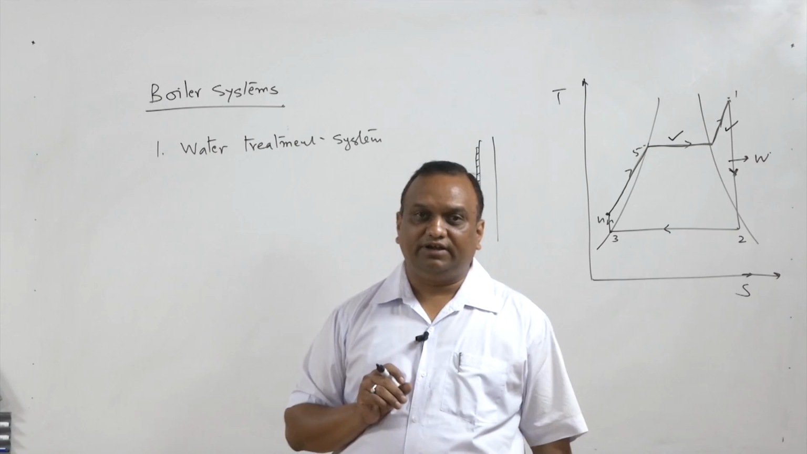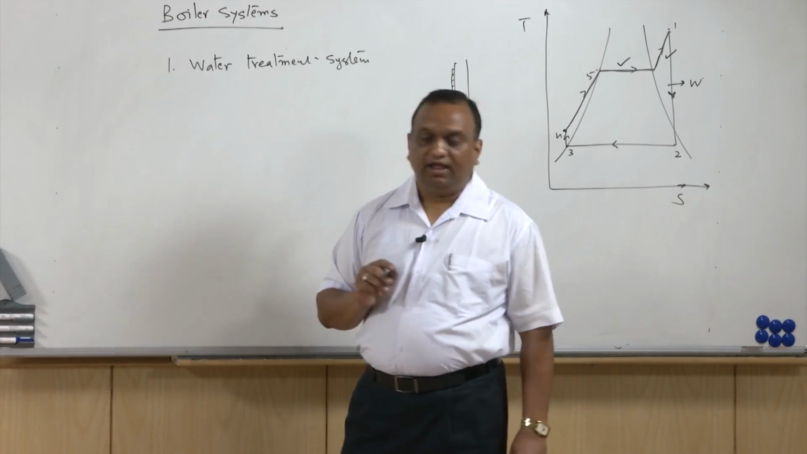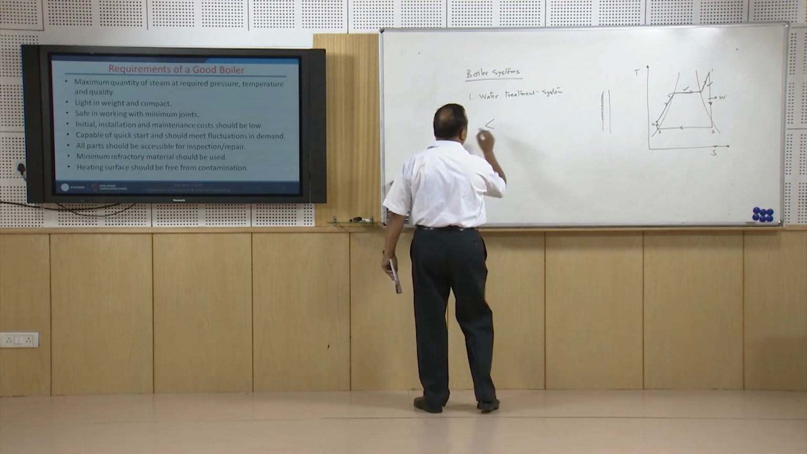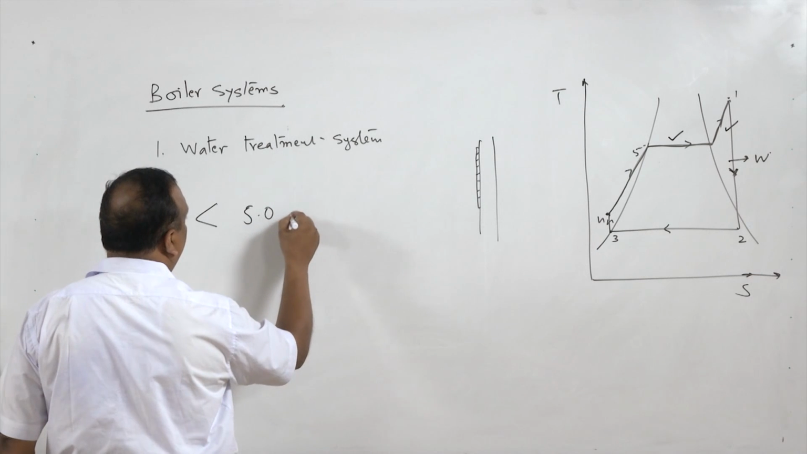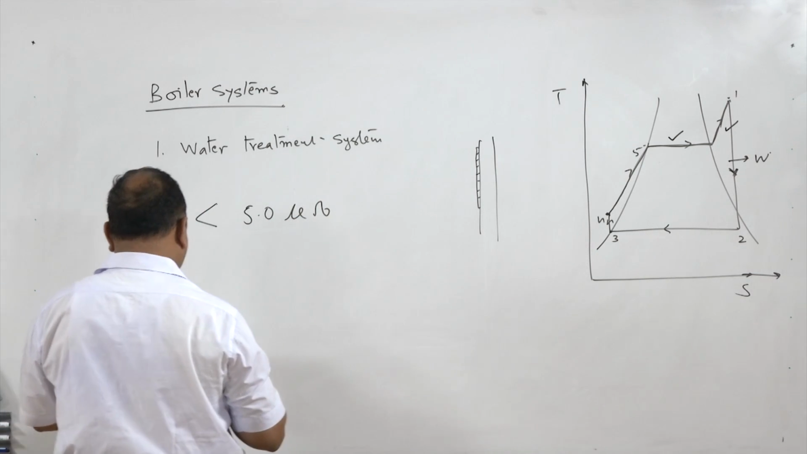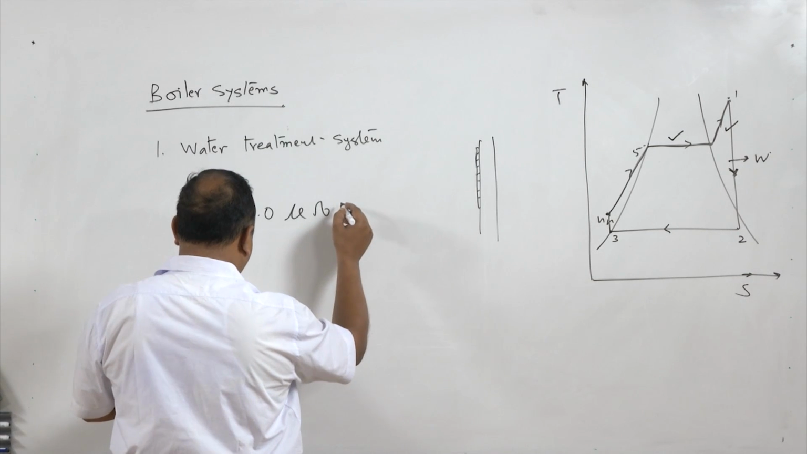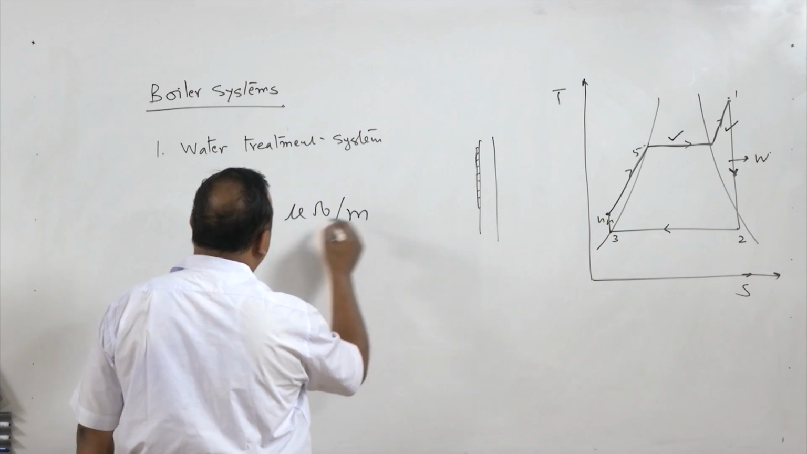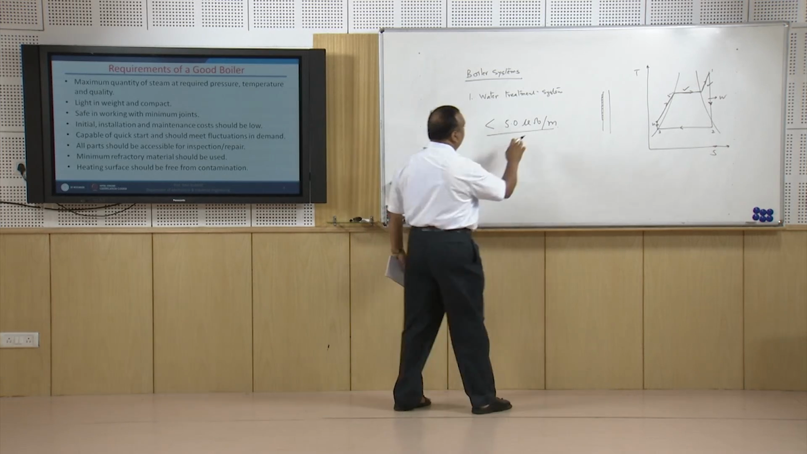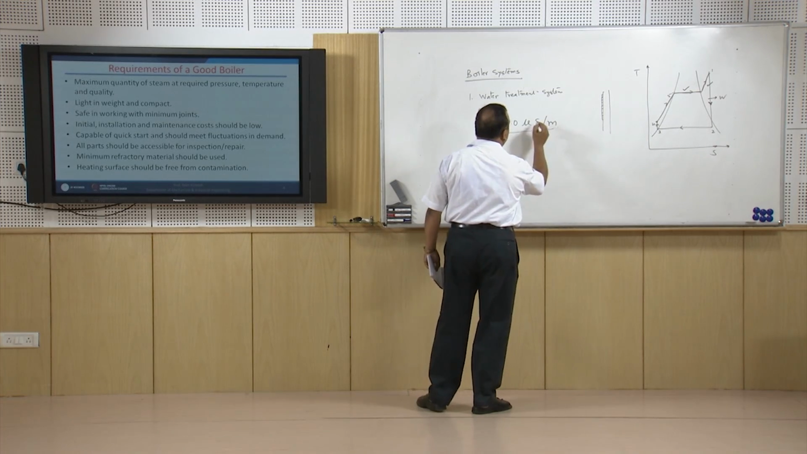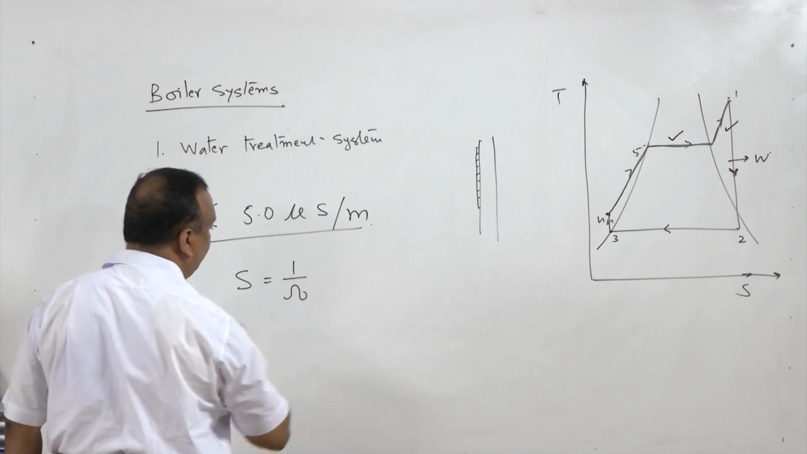So, instead of distillation, demineralization of water is done, and water with a conductivity of less than 5.0 microsiemens per meter is used for feed water in a boiler. Now, this is microsiemens. Now, Siemens is the inverse of ohm.